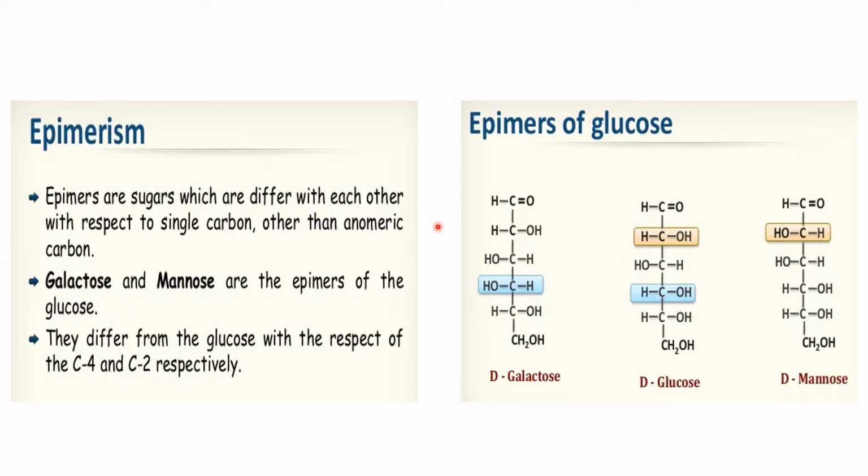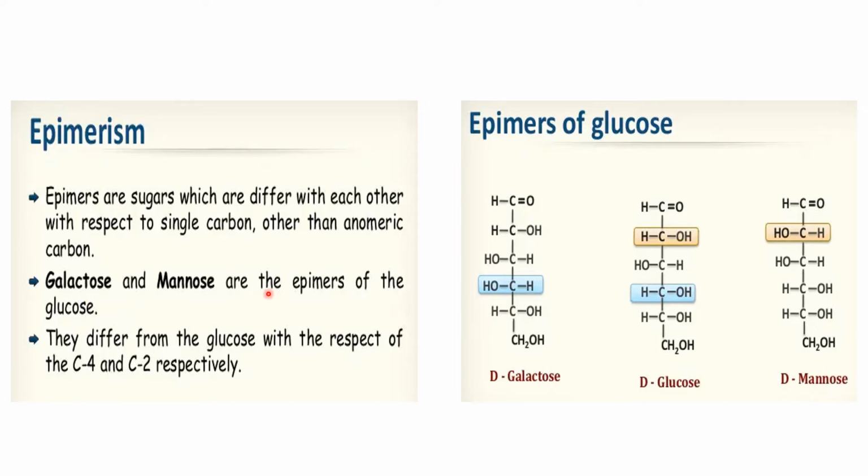The next topic is called epimerism. So we have seen isomerism. What is epimerism? Epimers are the sugars which differ from each other with respect to a single carbon other than the anomeric carbon. Anomeric is the first carbon. Epimers are the sugars which differ only in a single carbon. So that is what we are going to see now.